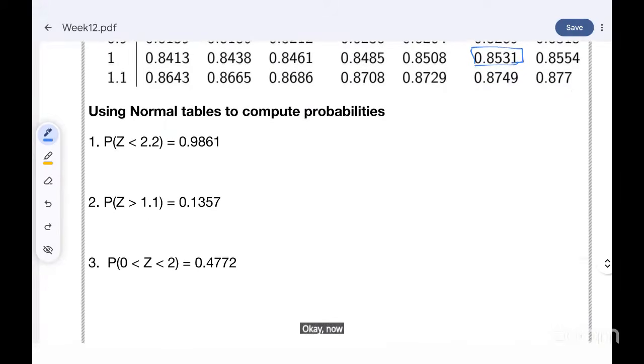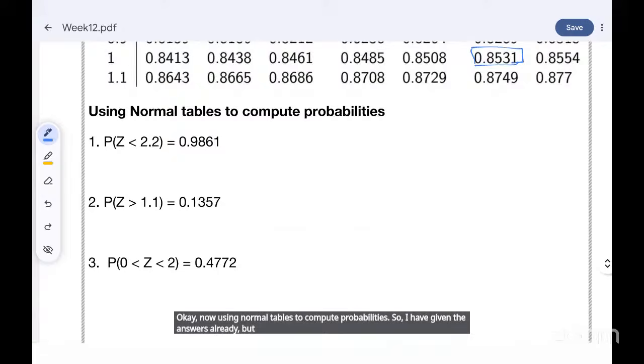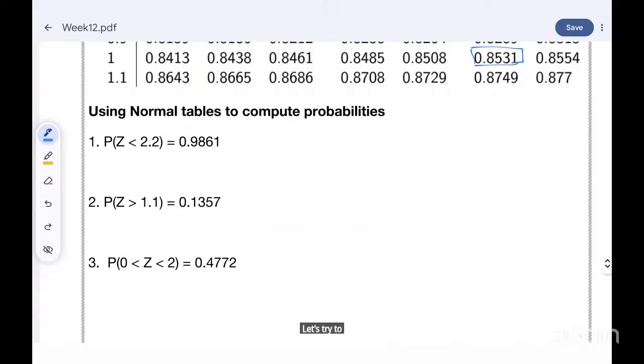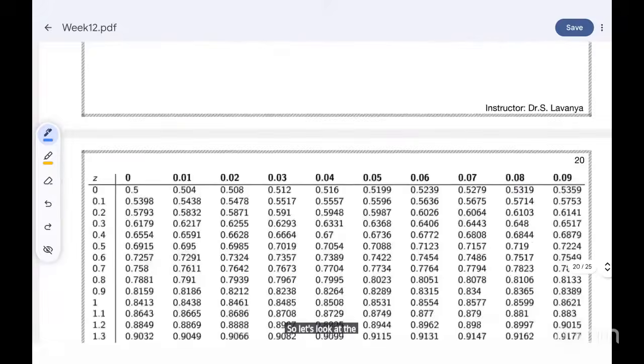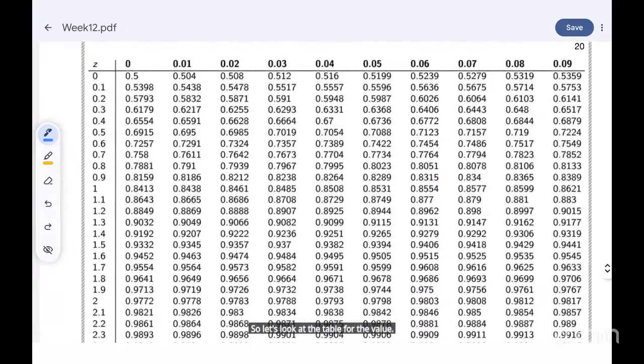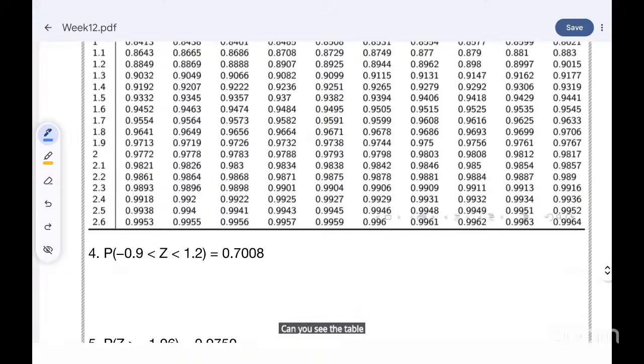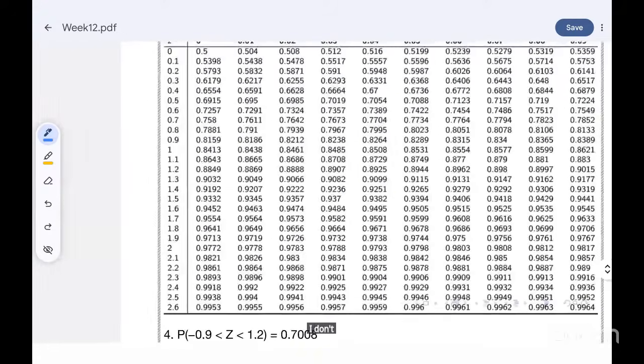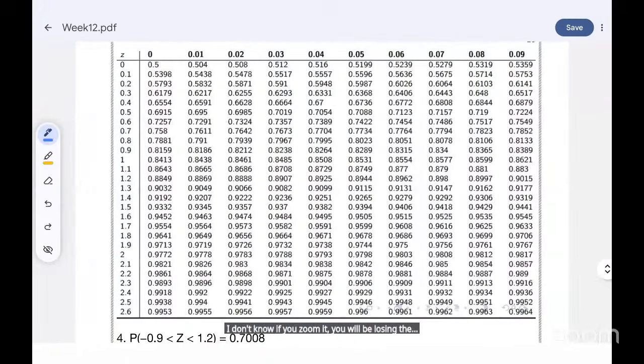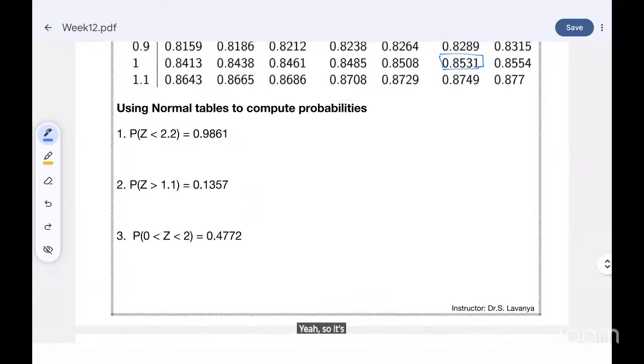Now, using normal tables to compute probabilities. I have given the answers already, but let's try to verify them from the table. Probability of z less than 2.2. Let's look at the table for the value. For 2.2, what's the value? Can you see the table? What is the value? 0.9861. Yes, it's 0.9861.